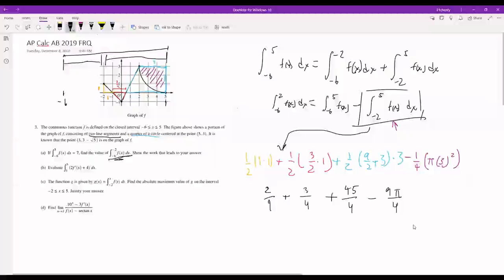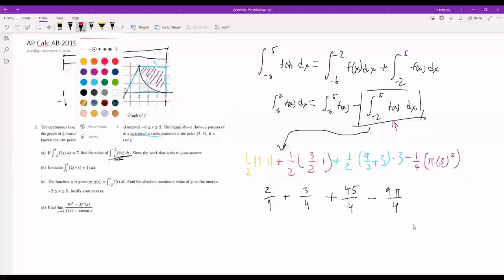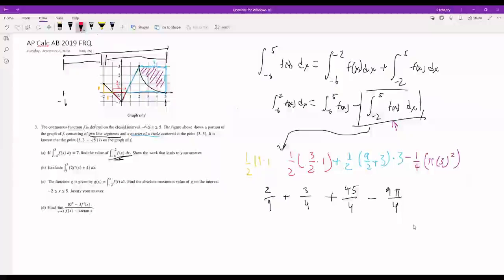I also forgot one other thing. This is negative because it's below. Shoot, that's fine. See how it's below the x-axis? That means it's negative. So this should actually be a minus, and this should be a minus. So that equals 44 minus 9 pi over 4, or 11 minus 9/4 pi.